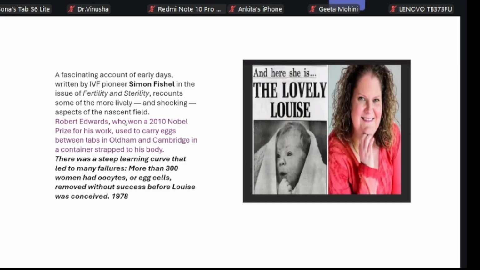And they used to carry eggs between labs. They used to carry them in a container strapped to the body, because of the lack of culture conditions. But now we have so many advances even in the lab. We have the most advanced lab facilities now.